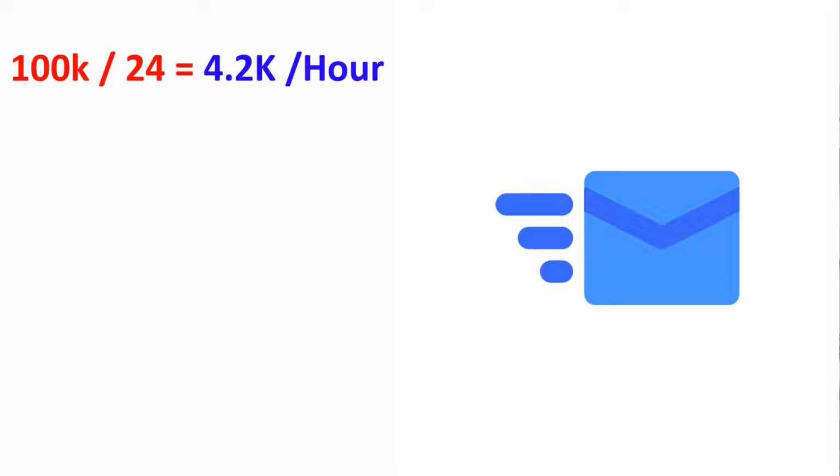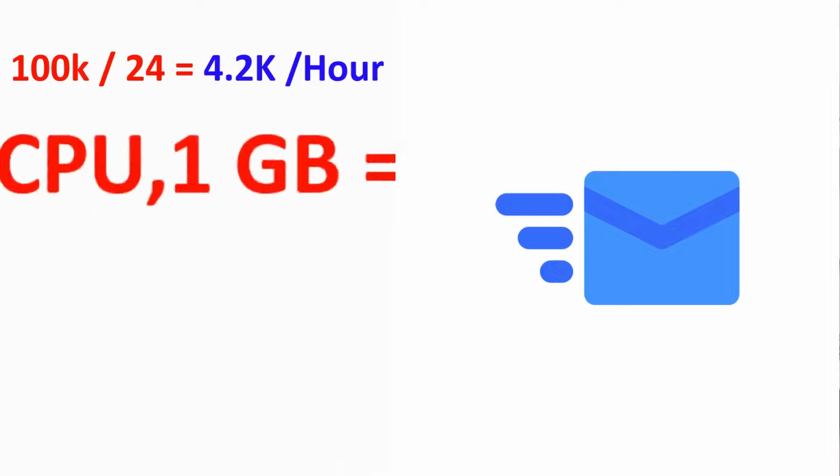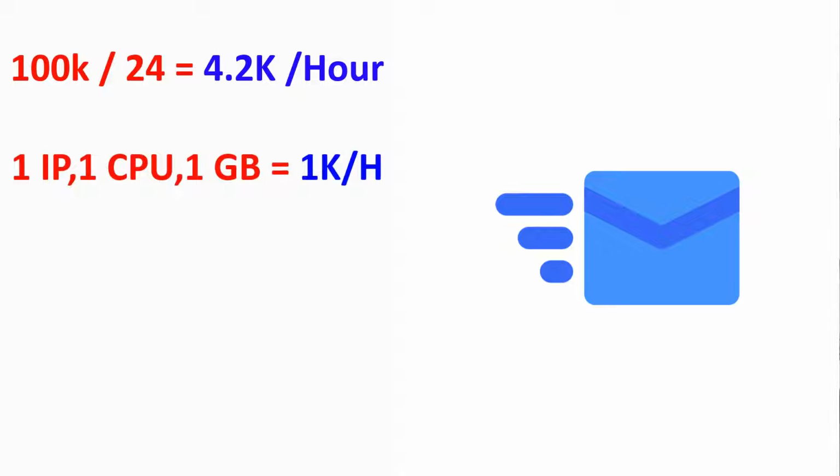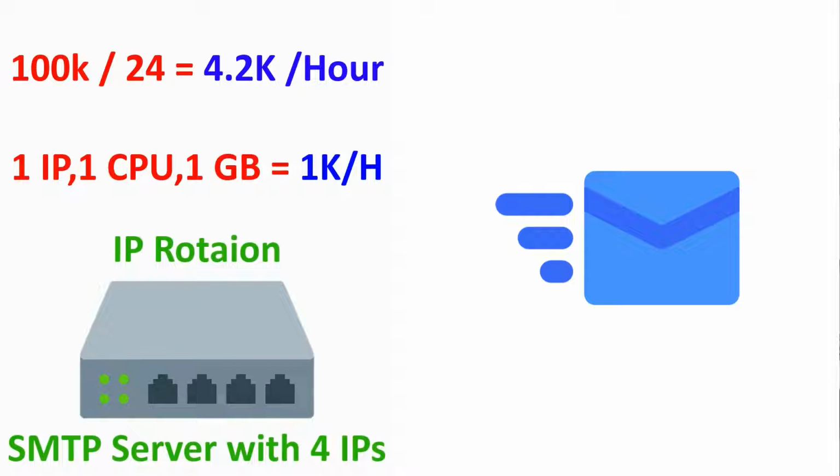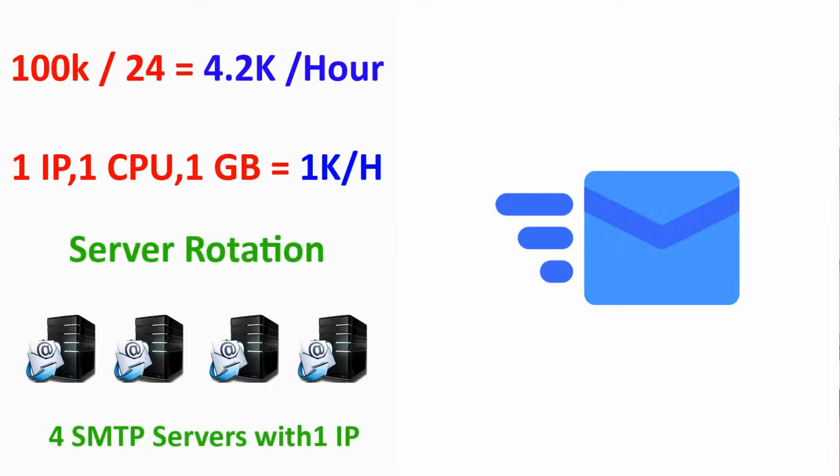Very nice. If you watched my technical email marketing lecture, we mentioned that as a general rule, you need one IP address, one CPU or one core, and 1 GB of RAM on your server to send 1,000 emails per hour. So if you want to send 4,000 emails per hour, simply you need 4 IP addresses attached to your server, or you need 4 SMTP servers. So here in the first case you can configure IP rotation, and in the second case you can configure SMTP server rotation. Both concepts are explained here on my YouTube channel.